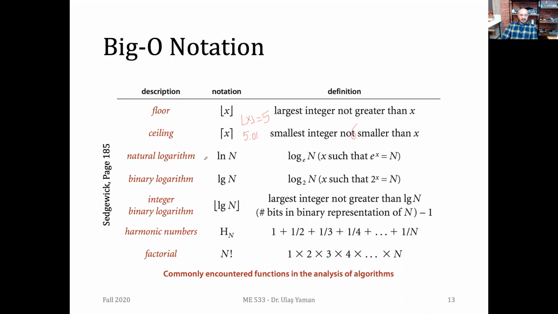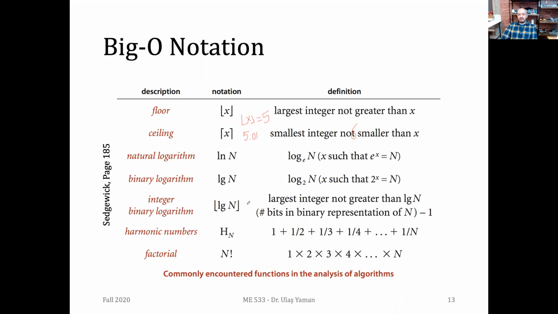And then we have the natural logarithm. You already know it. We have an exponential base here. And then we have the binary logarithm this time. The base is 2. And we will be using them a lot in our analysis of algorithms. Make sure that you are comfortable with them. Sometimes we may have an integer binary logarithm, and it will give us the number of bits in the binary representation of the given number.